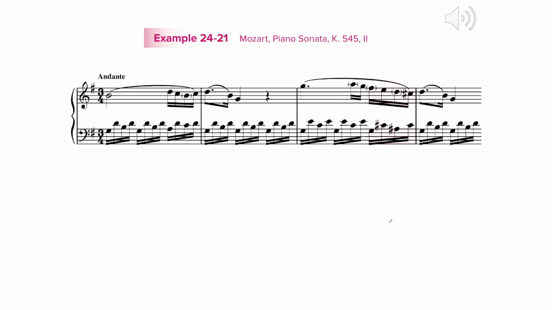A literature example, let's listen to it. It is taken from a piano sonata by Mozart. The excerpt is in G major, it is very obvious, and it begins with G major chord.